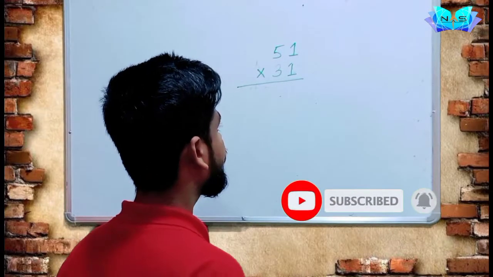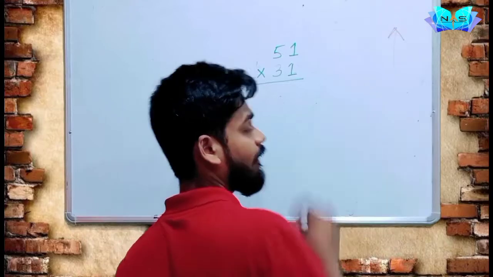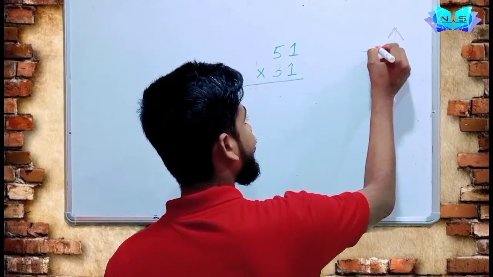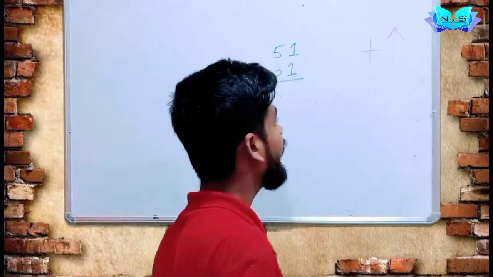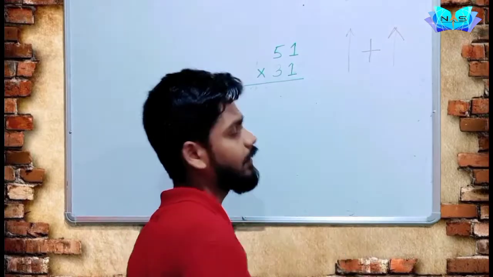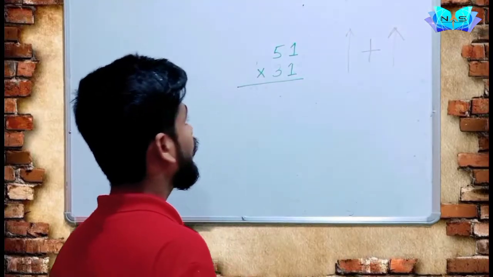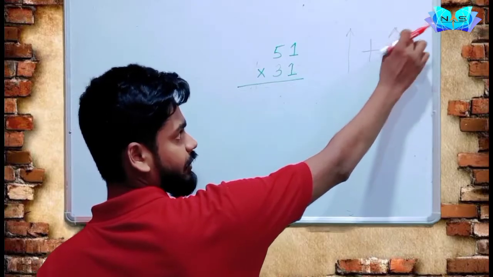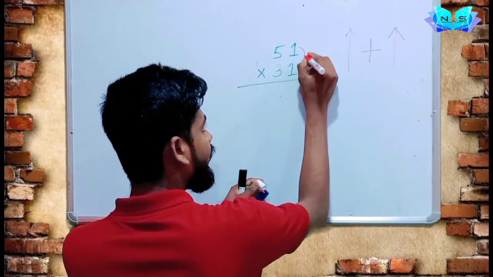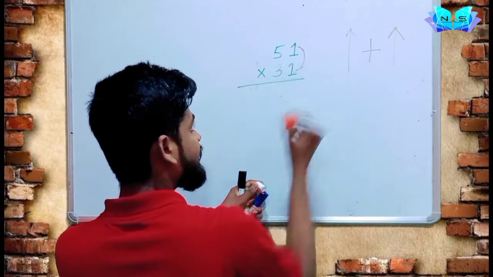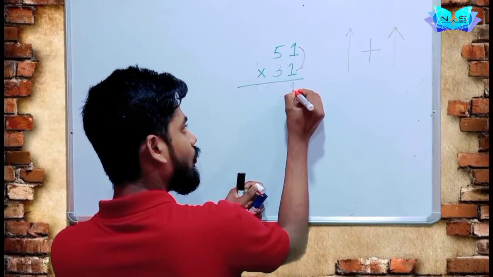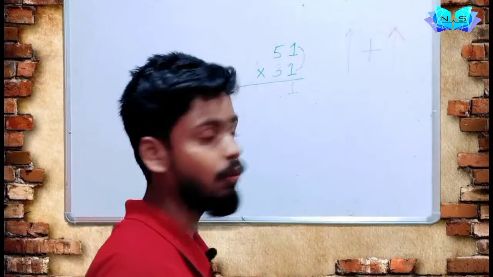So first rule is straight. Second one is addition. And third one is again straight. Remember these three rules. So first rule is straight. That means we have to multiply these two numbers. यानी 1 1 जा 1, 1 1 जा 1.